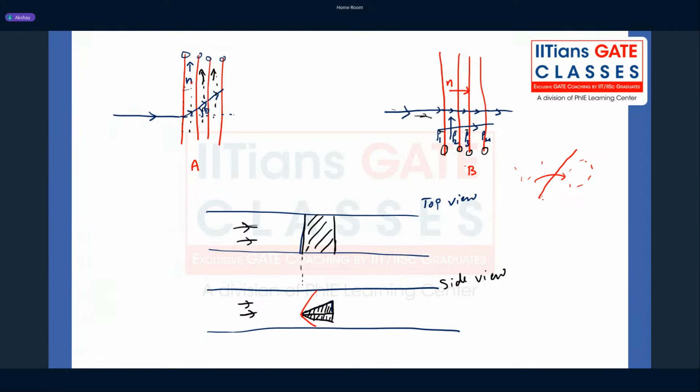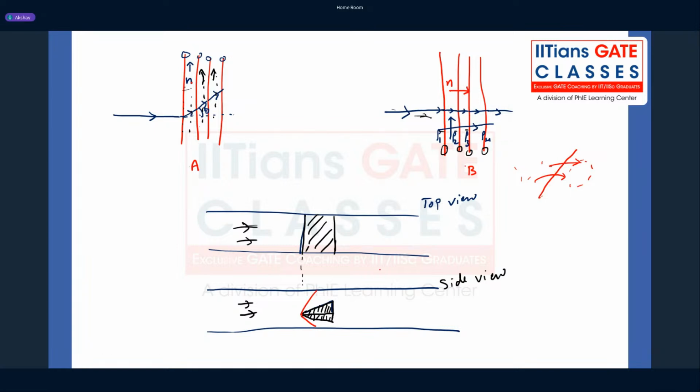Not just density, all the properties will change: pressure, temperature, velocity, density, total pressure. Total temperature remains constant, because it's adiabatic, right? So the properties will change. The important property we are interested in now for the flow visualization technique is that the density will change. In which direction? In the direction of the flow, across the shock wave, right?